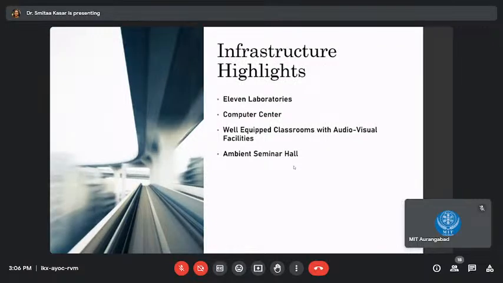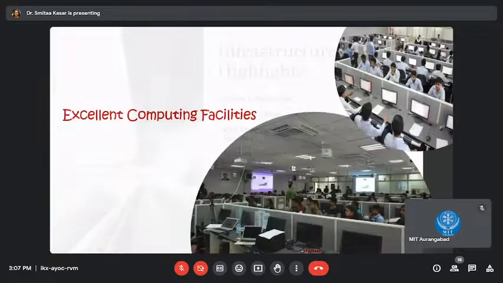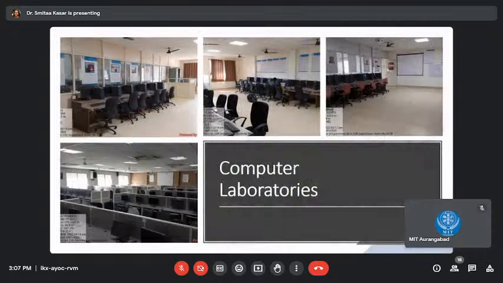Now, I'll take you through the infrastructure. We have 11 dedicated laboratories in the department, along with a computer center. Our computer center has around 100 computers, and we have 2 computer centers. One is specially dedicated to the first year, and the other is available in the department for higher class students. We have well-equipped classrooms with audio-visual facilities and a very good ambient seminar hall where the programs organized in the department are held. Here are a few glimpses of the computing facilities on the screen. So these are our computer labs.